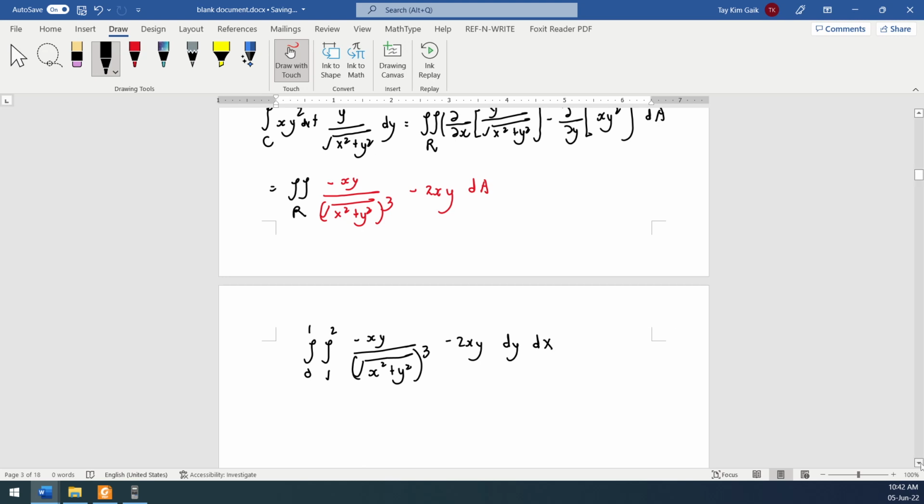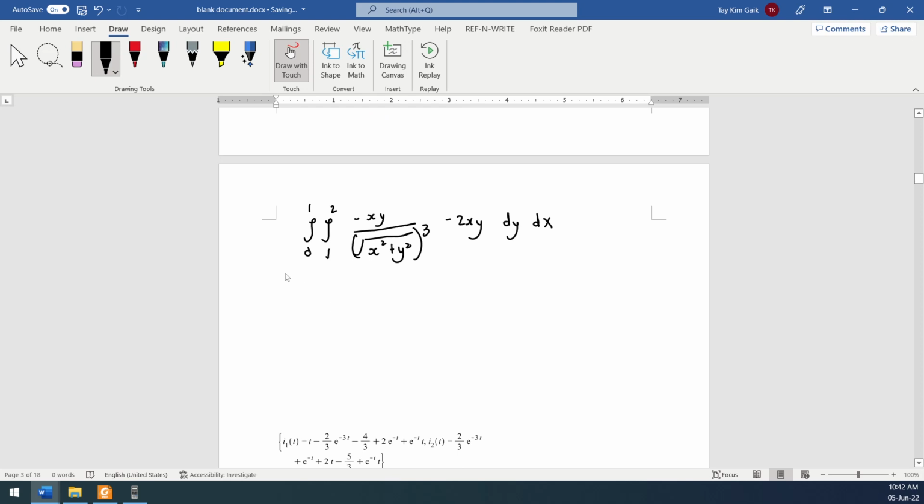So it's a bit difficult to integrate, because when you integrate with respect to y, x is constant, but you get this kind of integral. Okay, we can quickly check using Maple whether we can get the same answer as what we do manually.